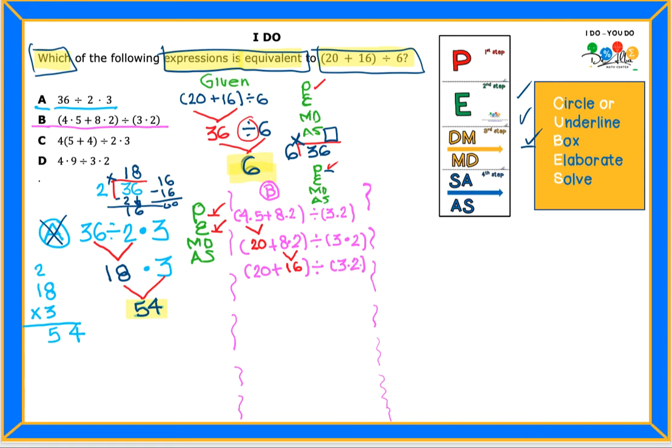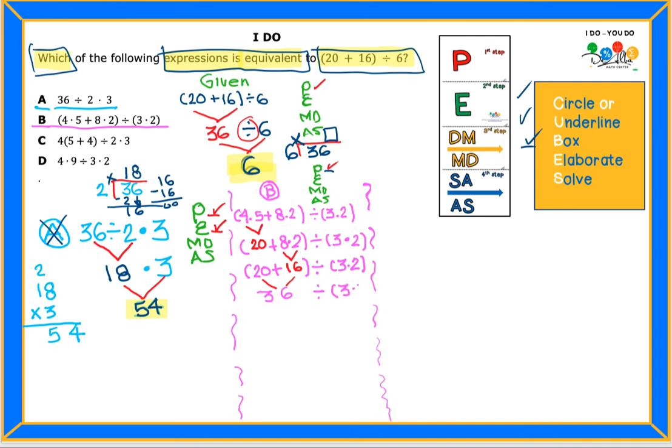From left to right, do I still have parentheses? Yes, I still have these parentheses from left to right. So I need to focus on that one. So this is going to be 20 plus 16. And that gives me 36. Everything else, just bring it down.